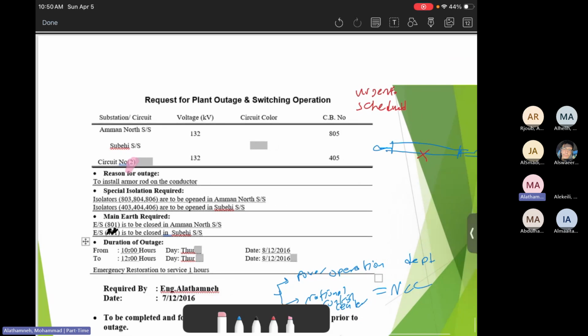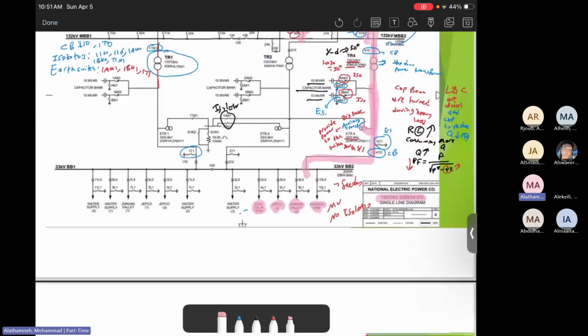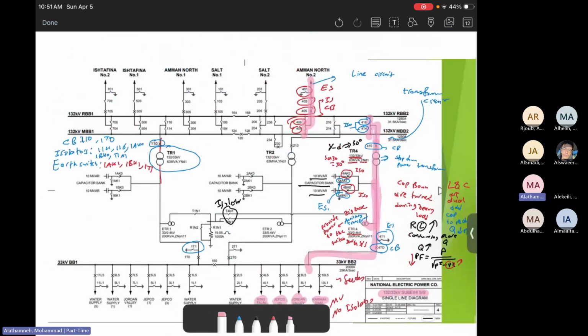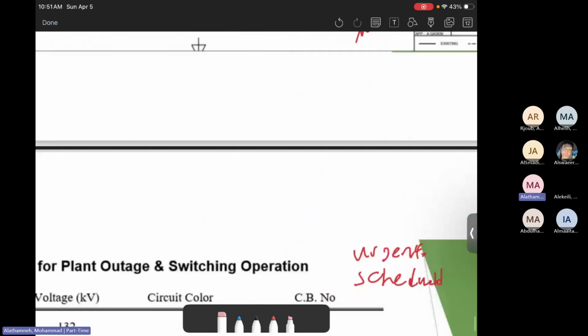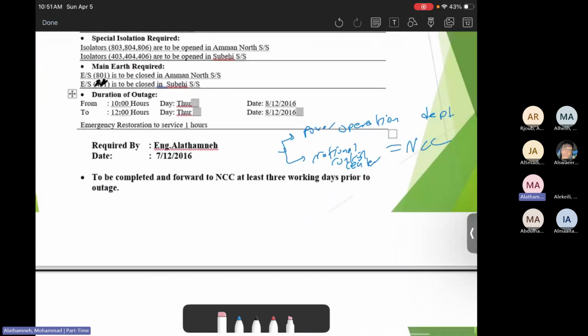The other thing is the Sbehi substation: which earth switches? Here is the Sbehi substation. You will go toward North Amman. The only earth switch is 401. And that's it. So you will see in the Sbehi substation, it's written 401.